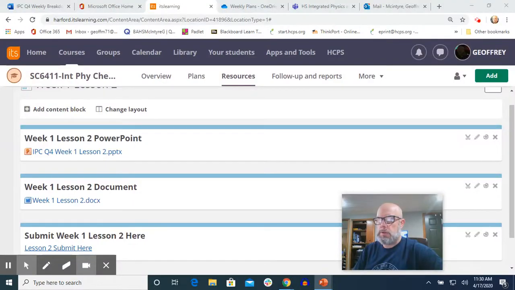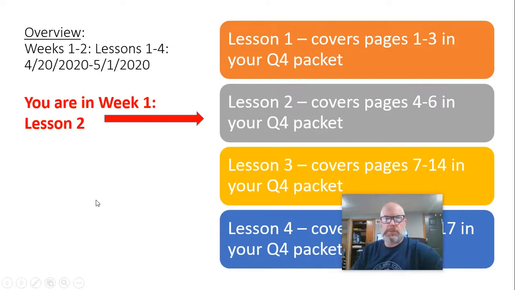And let's look at this one for a second. So here's the second one. This is week 1, lesson 2. So just make sure you're opening the right one so that you're matching up week 1, lesson 2 right here. And it goes with pages 4 to 6 in your quarter 4 packet, which is actually going to just be the week 1, lesson 2 document.